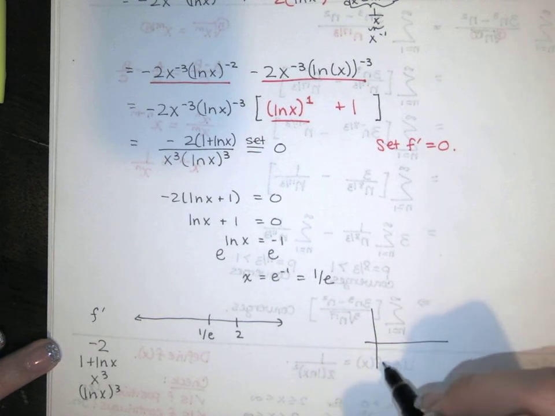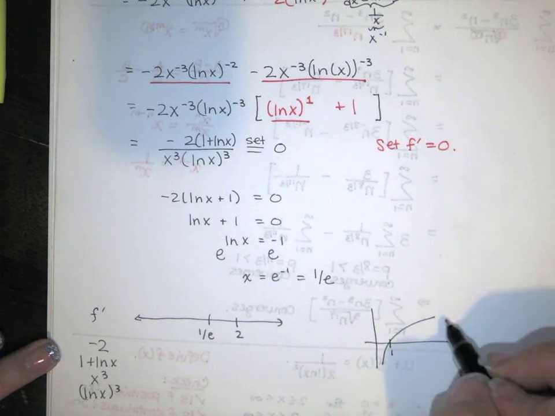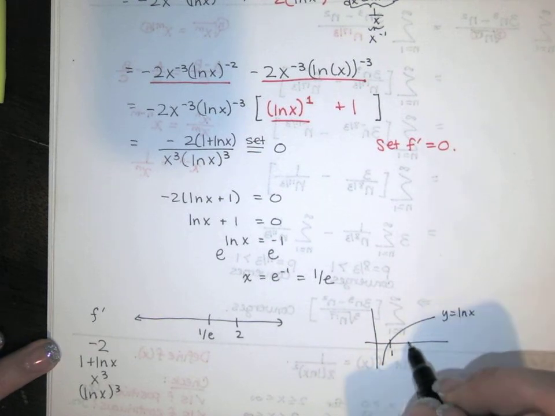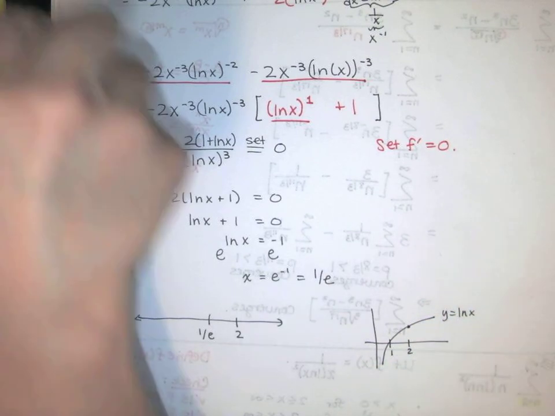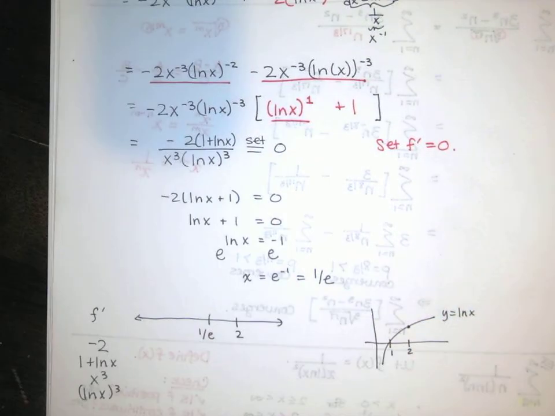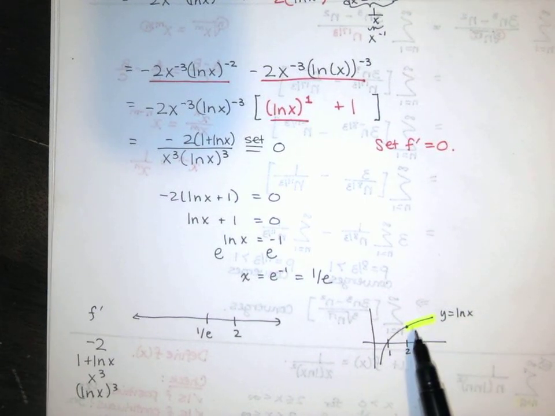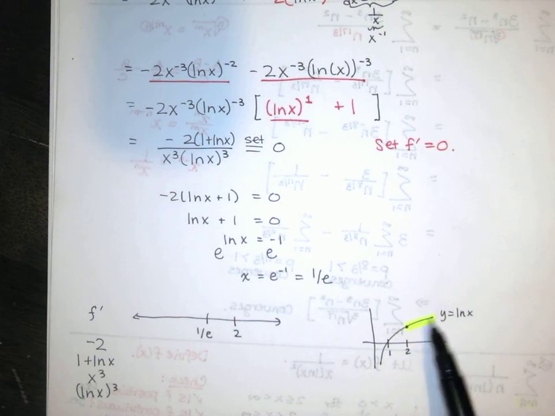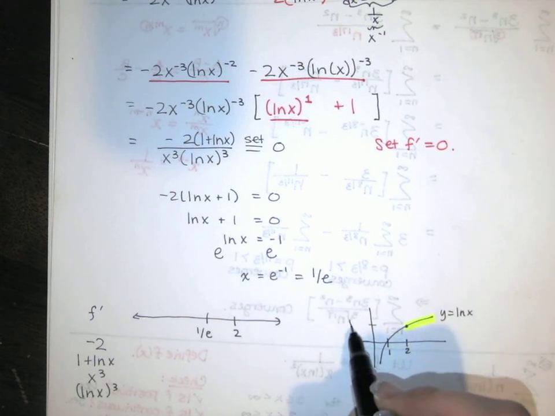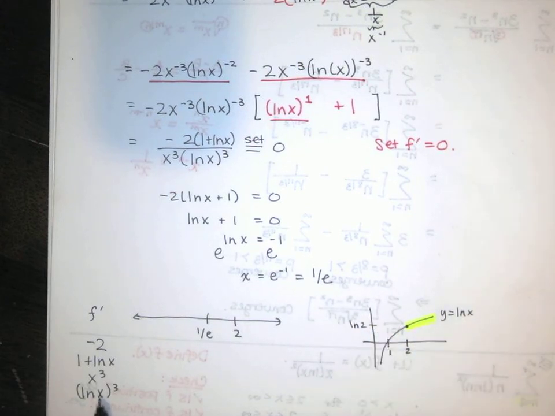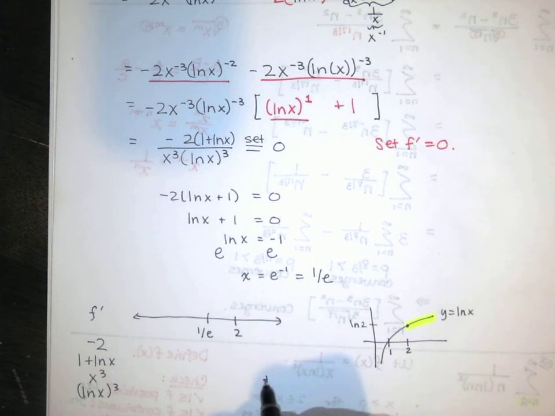And remember how the natural log looks. This is y equals natural log of x, and here's x equals 2. We're over here. So the y values on the natural log graph when x is greater than 2 are all positive. They're actually all greater than natural log of 2. So if I take that number and cube it, I get a positive number. And if x is greater than 2, x cubed is greater than 8, so that's positive.